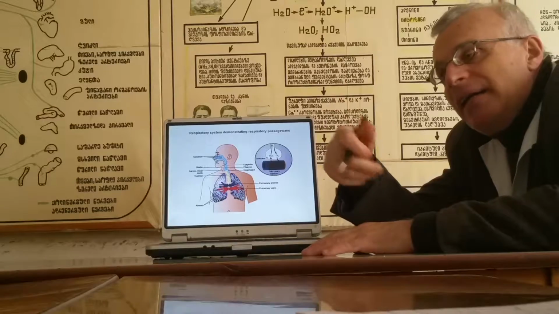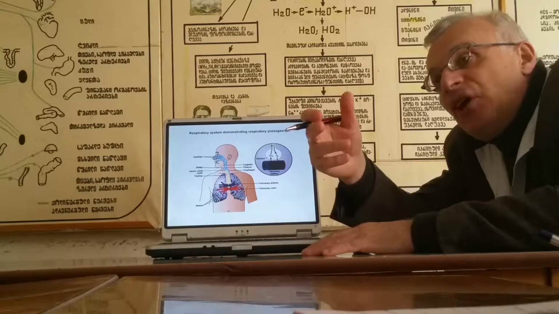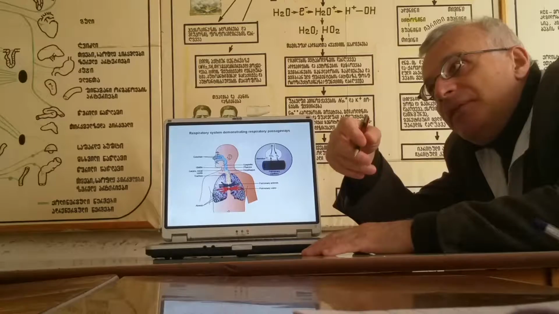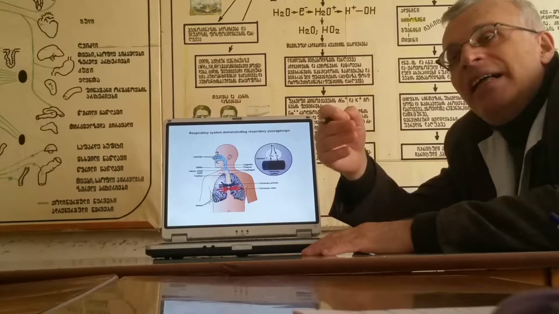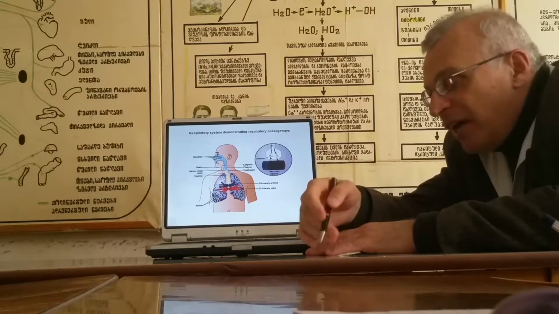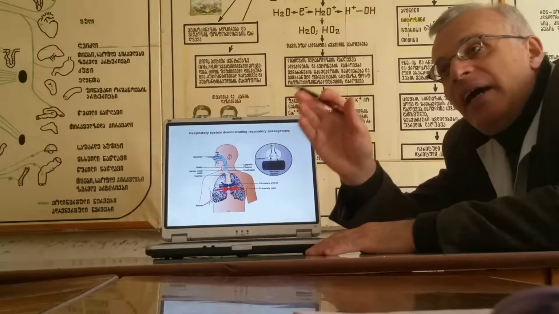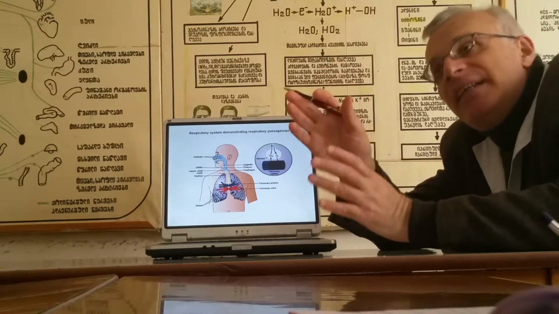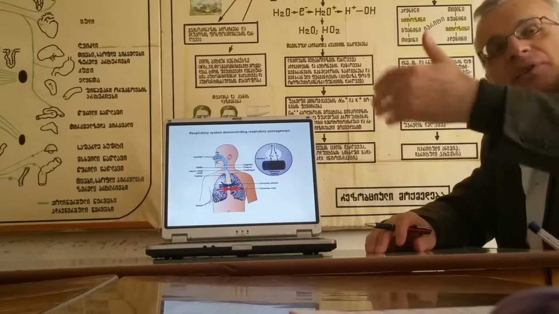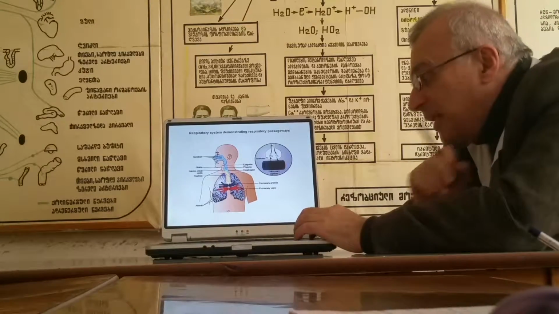Usually, as I told you, we expire about 500 milliliters, and the usual frequency of respiration is 12 per minute. When we multiply 500 by 12, we have 6,000. So about 6 liters is the minute volume of pulmonary ventilation, per minute.